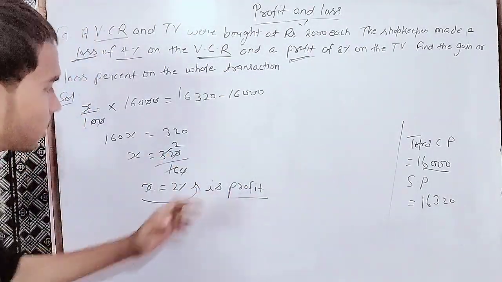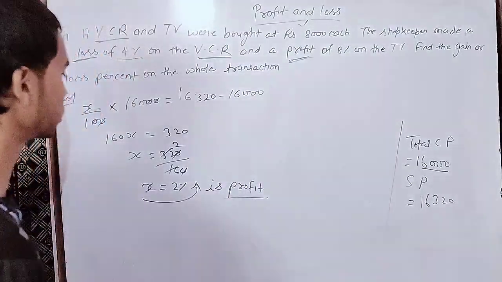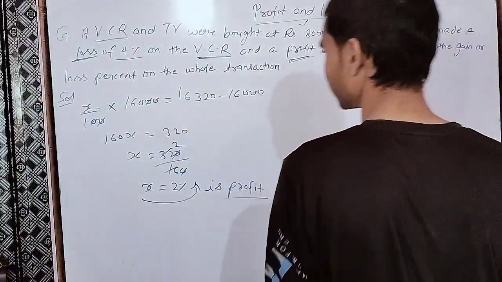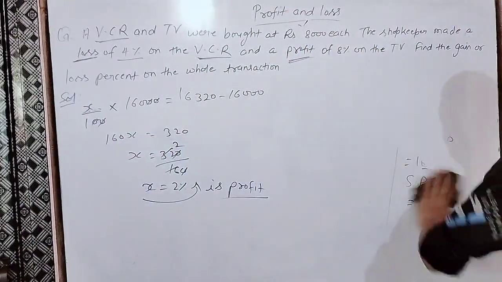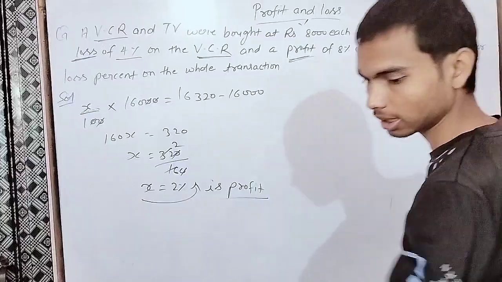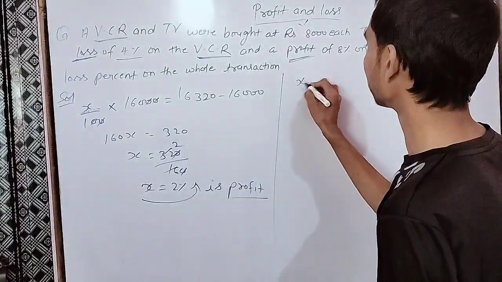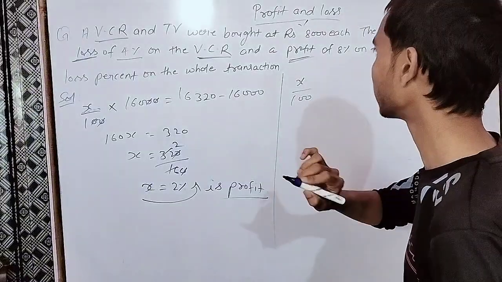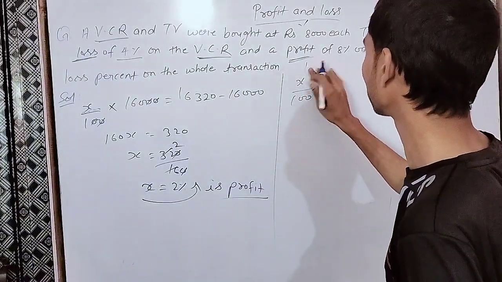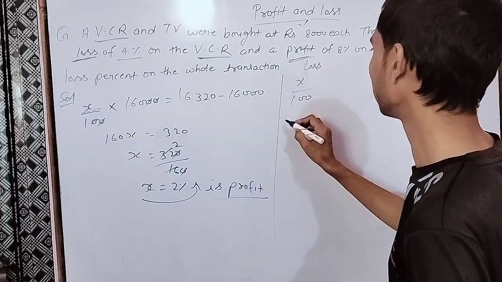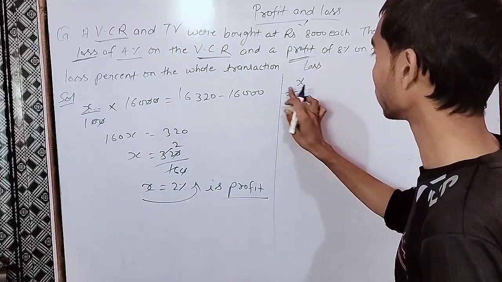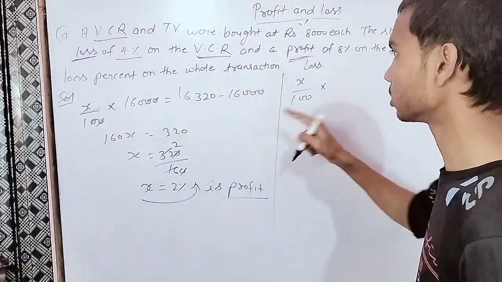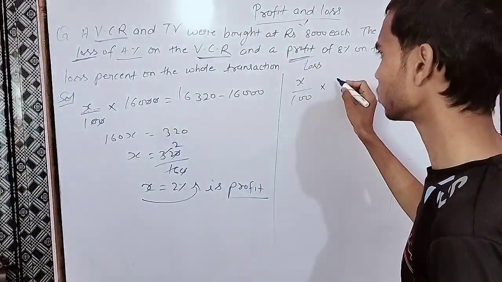And if you want to know the loss in percent of the whole transaction, then just look. We don't know the percentage of the loss of the whole transaction. That's why we are applying a variable. But this was for profit. Cost price should be the same. Don't worry.